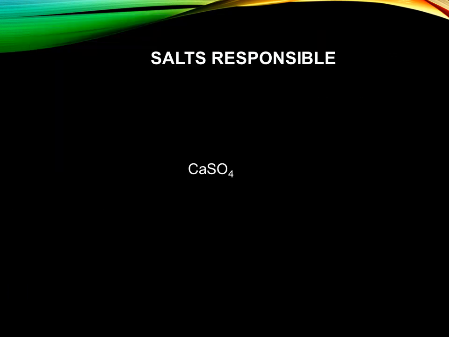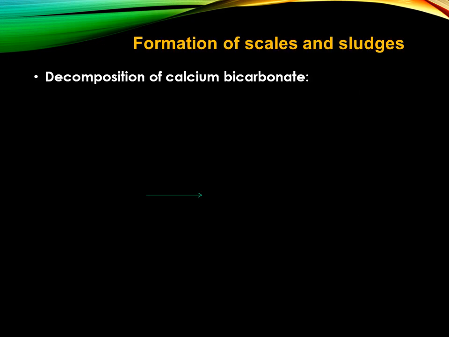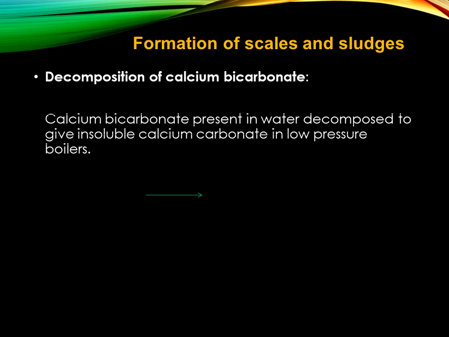Salts responsible: calcium sulfate, magnesium chloride, calcium bicarbonate, magnesium bicarbonate. These are the salts responsible for the formation of scales and sludges. Decomposition of calcium bicarbonate: calcium bicarbonate present in water decomposes to give insoluble calcium carbonate in low pressure boilers. See, calcium bicarbonate on boiling gives you calcium carbonate precipitate, water and carbon dioxide.